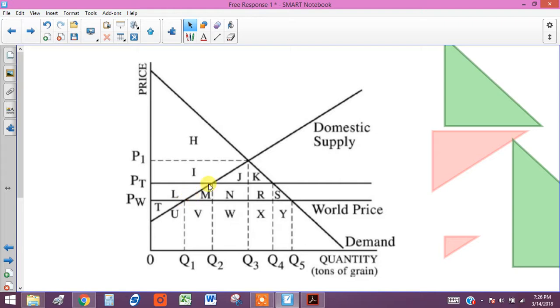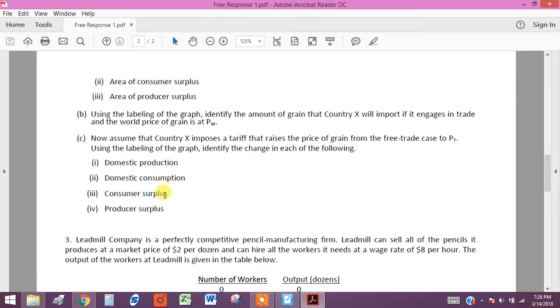Now, in consumption, demand is actually shrinking because as the price goes up from PW to PT, demand drops from Q5 to Q4. So the difference in consumption is going to be a decrease in consumption equal to Q5 minus Q4. Okay, so that takes care of the differences in production and consumption.